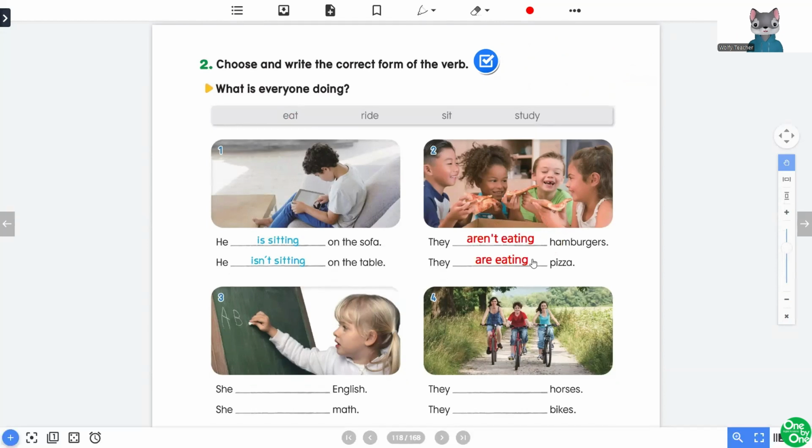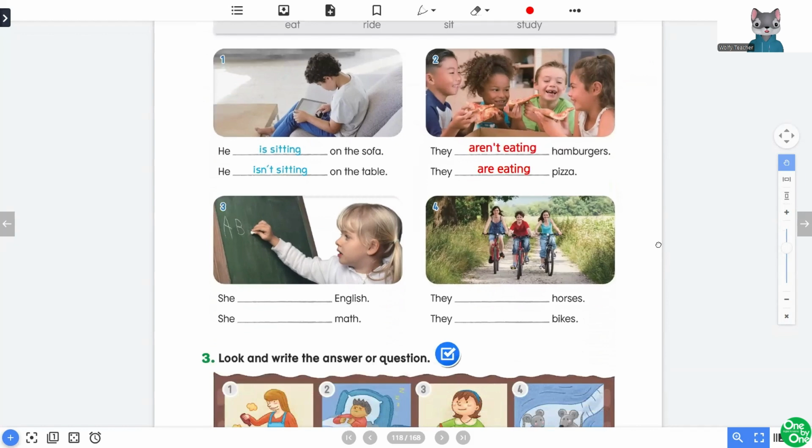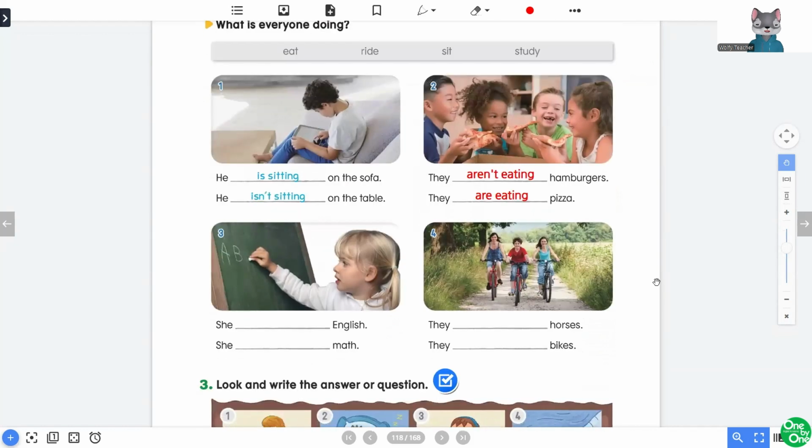So on number 3, we have, yep, she English. So how do we write this? She, of course, it's a she. So which be verb do we need to use? It's is. Exactly. So she is studying. Yes, she is studying English. And what isn't she doing? She isn't studying maths. Very good.